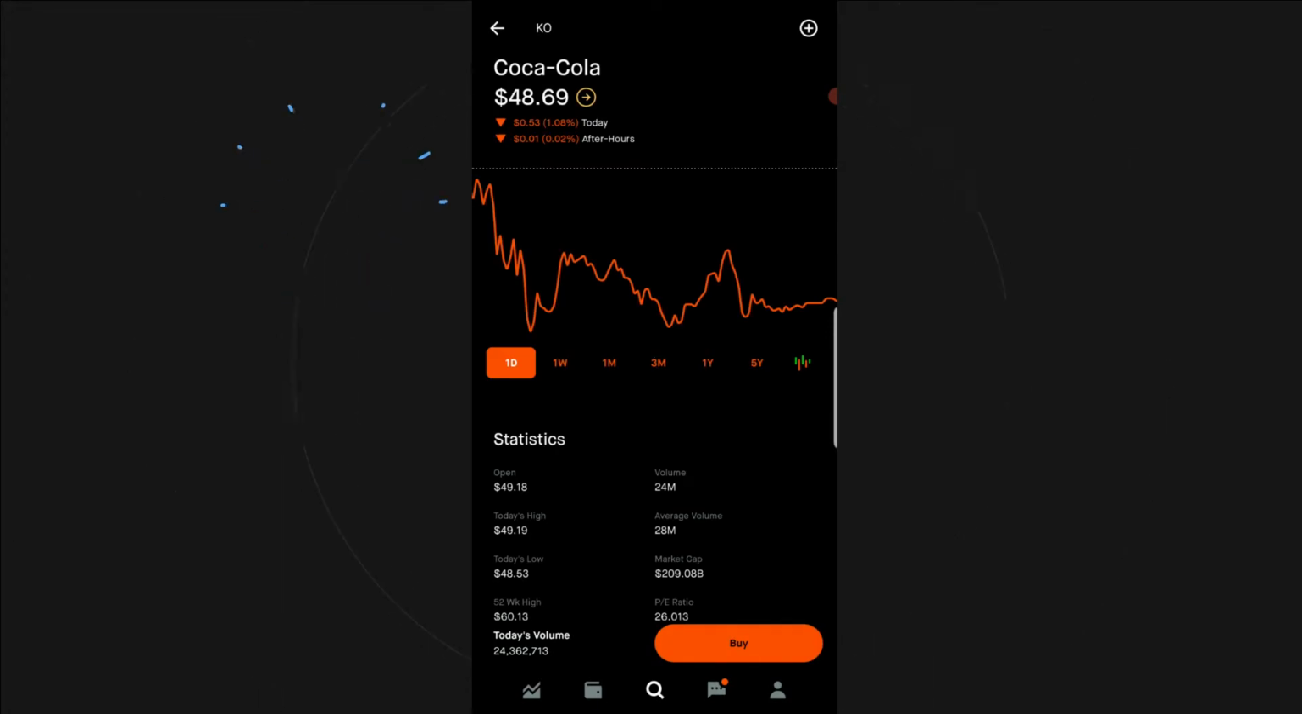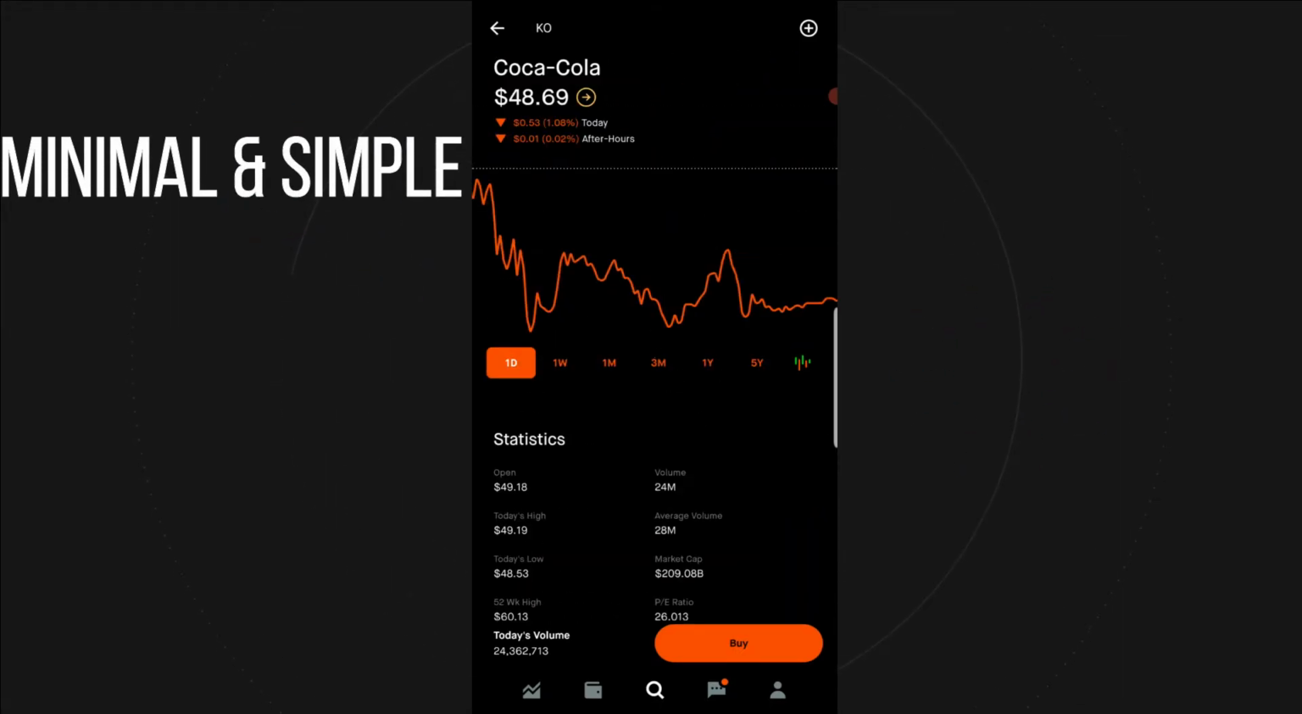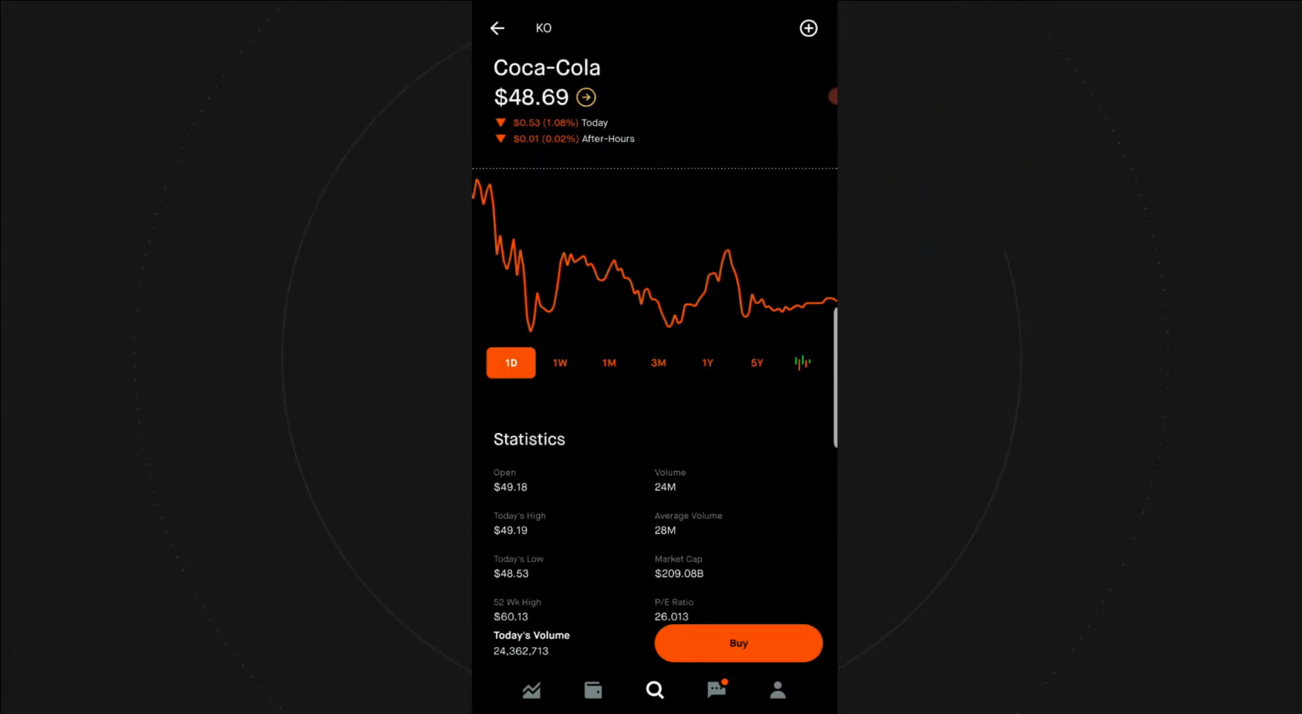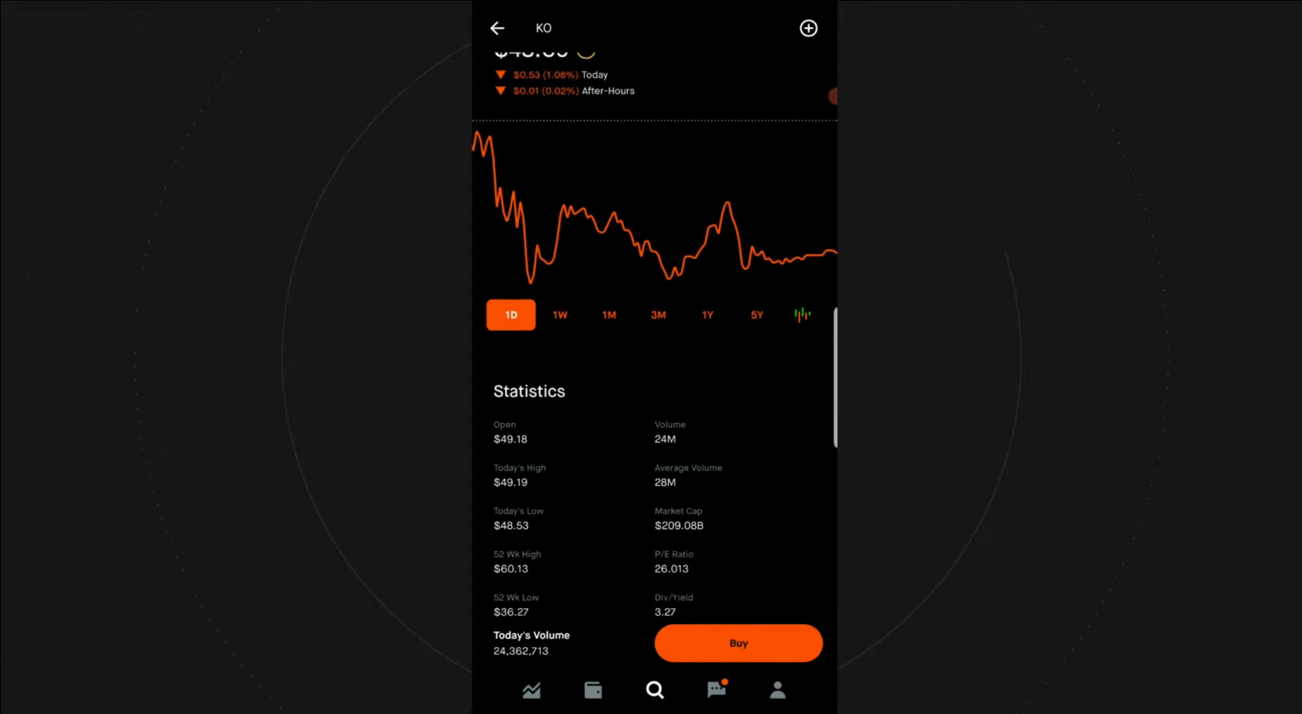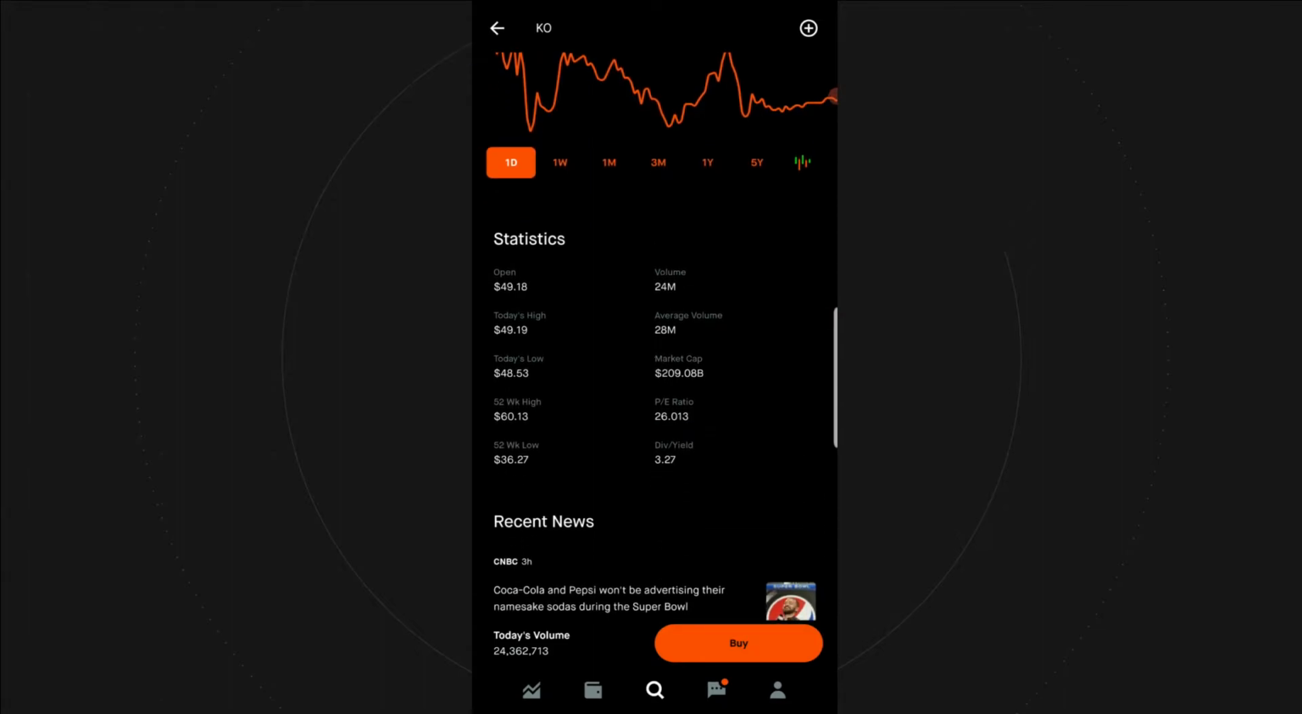So as you can see here in this little overview they give, one thing that's a good thing and a bad thing about Robinhood is that it's a basic app, meaning that it's not going to go into all the nitty-gritty of each company. You'll have to do your own investing research if you want to learn more about the company. But they do give you the basics.